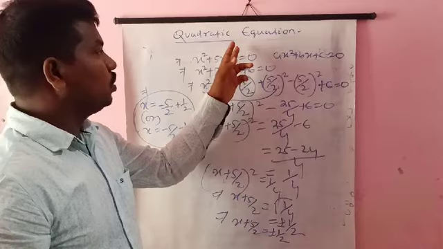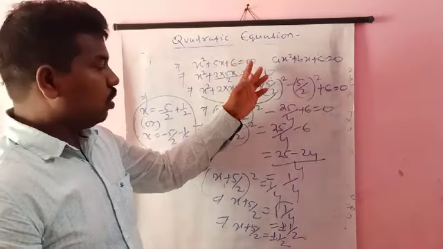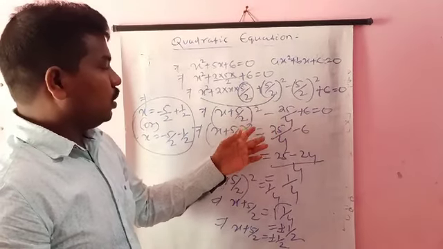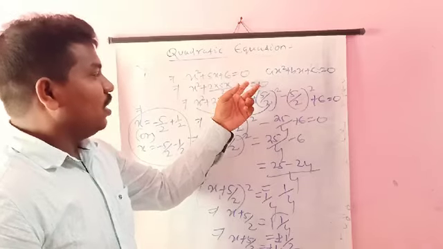So this is all about quadratic equations, two methods: the first one is the factorization method, the second one is the complete square method. The third method we will discuss in the next class. So this is all about today's class on the quadratic equation chapter.